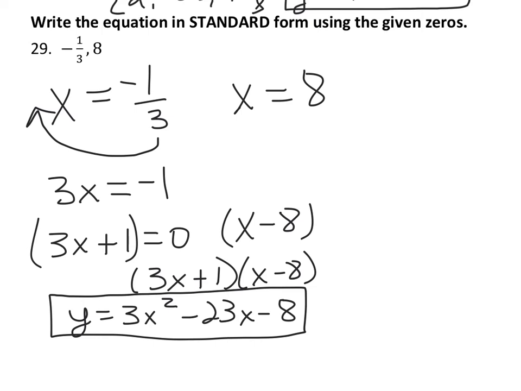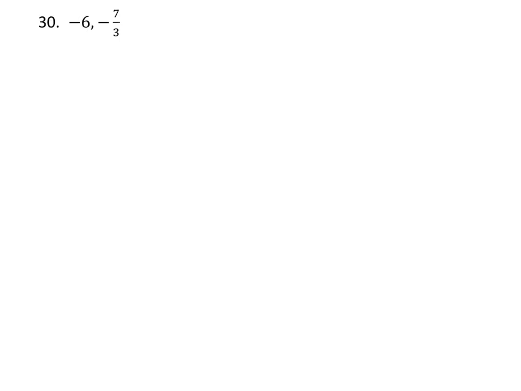My standard form equation is y equals 3x squared minus 23x minus 8. And I can check that by graphing it and making sure that these zeros, negative 1/3 and 8, are where my parabola crosses the x-axis. And as long as that happens, then I know that I have the correct equation in standard form. All right, so we're going to do the same thing with problem 30.